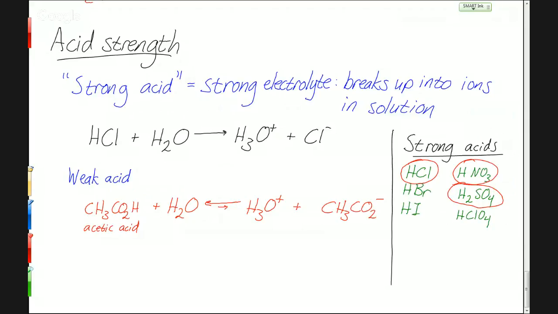Okay, base strength kind of goes the same way, but bases are usually salts, like sodium hydroxide, calcium hydroxide. So any salt, any hydroxide that breaks up in solution that is soluble is called a strong base.